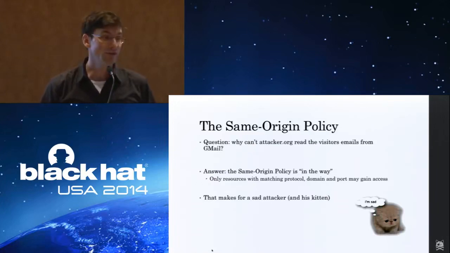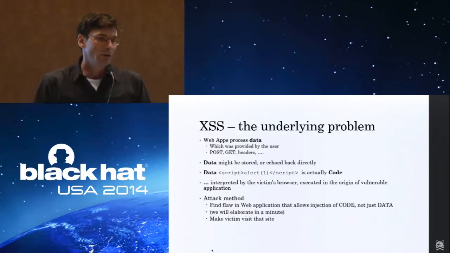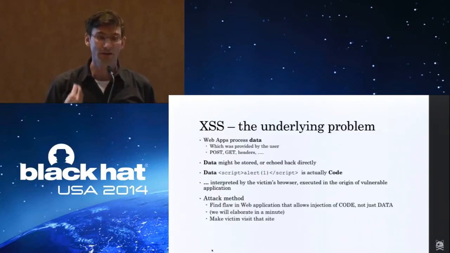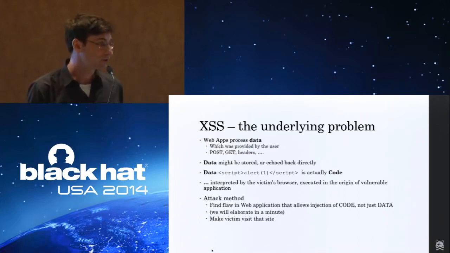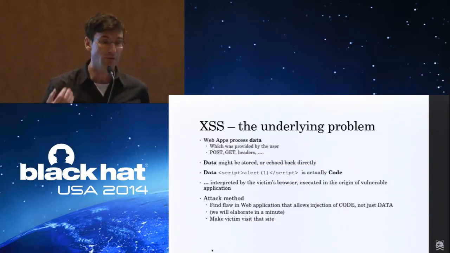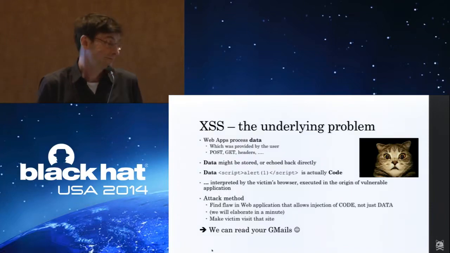How do we get around the same origin policy? The main way of getting around this is called cross-site scripting. In the context of this talk, you only have to remember that cross-site scripting is a code injection vulnerability that allows the attacker to run JavaScript code under the origin of the attacked web page, or the vulnerable web page. Hence, if in this case Gmail would have a cross-site scripting vulnerability, which more or less is a way for the attacker to inject HTML and JavaScript into the Gmail application, he is able to execute JavaScript under the origin of Gmail, and the attacker is allowed to read your Gmails.